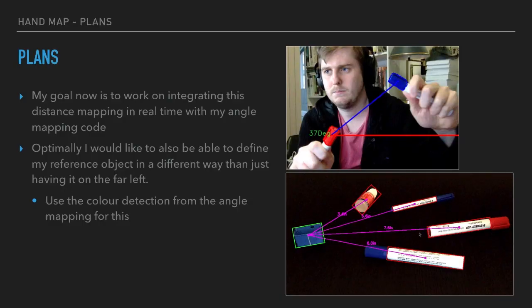Now that you have a good idea of what I've been doing based on the demos, I'd like to go over some of my plans for the future. I would really like to integrate the distance mapping in real time with my angle mapping in real-time code. Optimally as well, I would like to have it so that I wouldn't have to have the reference object on the far left of my image. And I will probably use the color detection that I used in my angle mapping code to find the reference point, i.e. the blue sensor box.